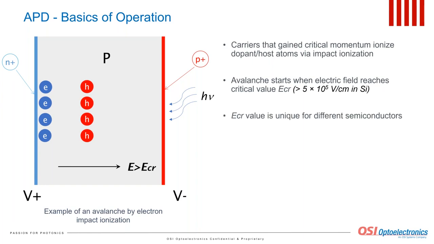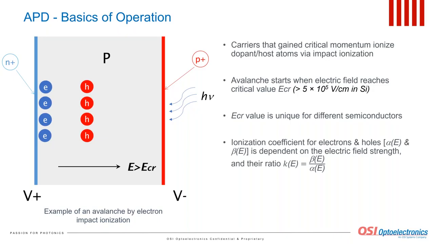The critical electric field is unique for each semiconductor material, as are the impact ionization coefficients for electrons and holes. The ionization coefficients, alpha for electrons and beta for holes, depend on the electric field strength, as does their ratio k. Depending on the semiconductor material, either electrons or holes or both types of carriers can create the avalanche. The example on this slide is where the avalanche is started by electron impact ionization.